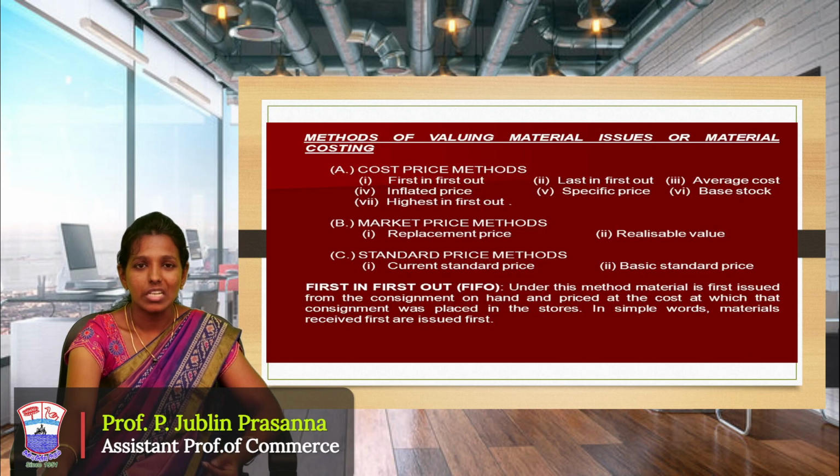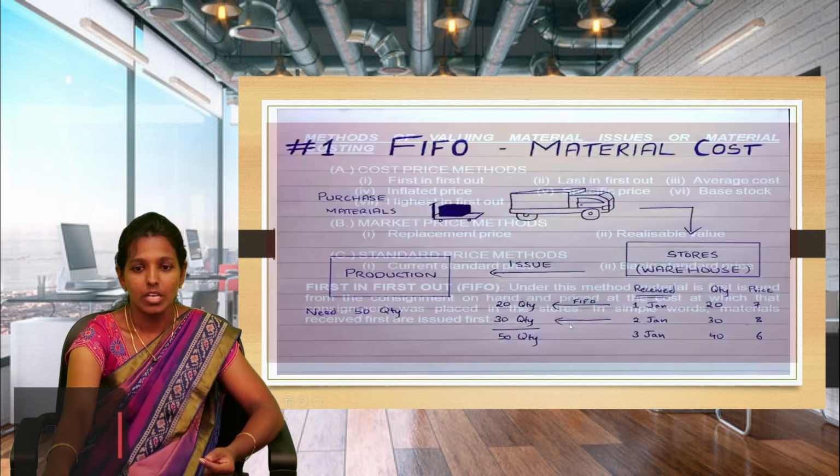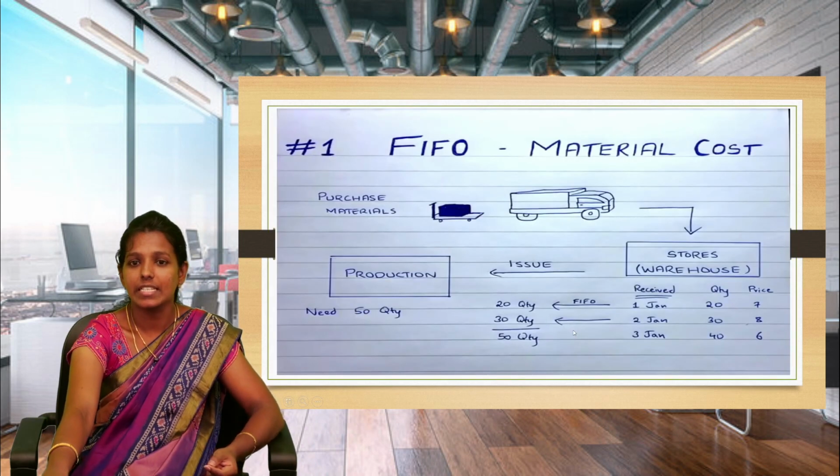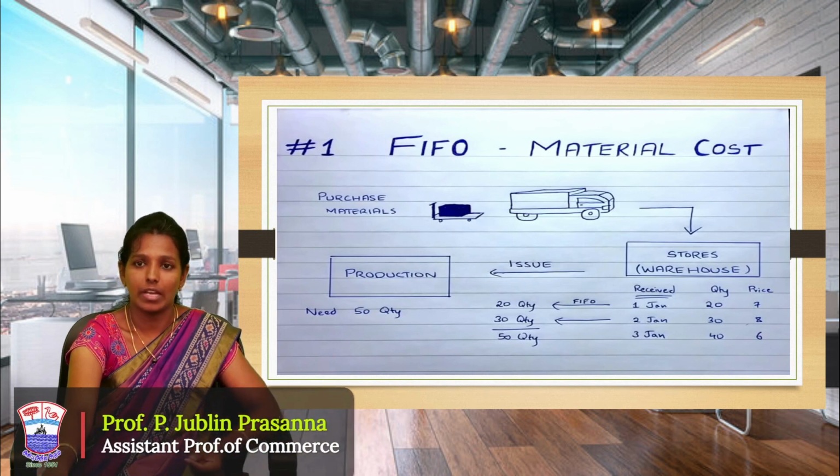I would like to deal specifically today with the first in first out method. Simply put, the first in first out method says that the materials that are received first will be issued first. So the picture clearly tells that materials are purchased and transferred to the warehouse, and from the warehouse, at what price must the material be issued?